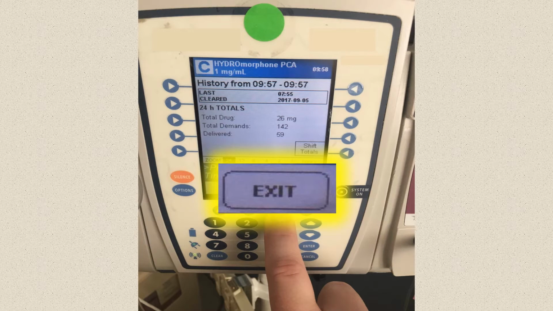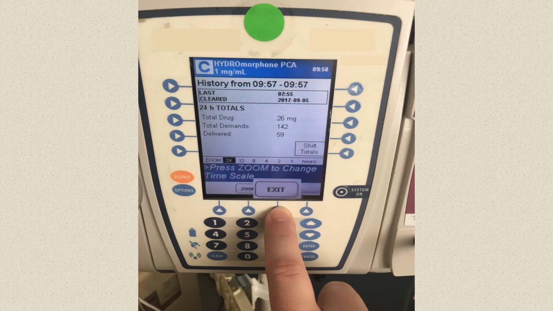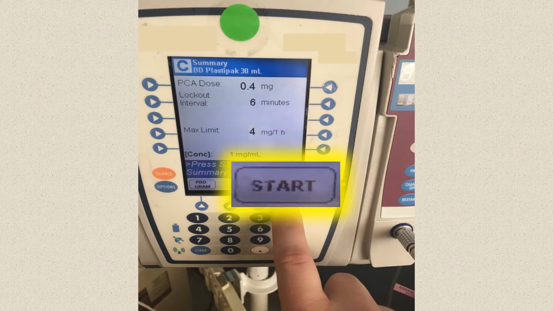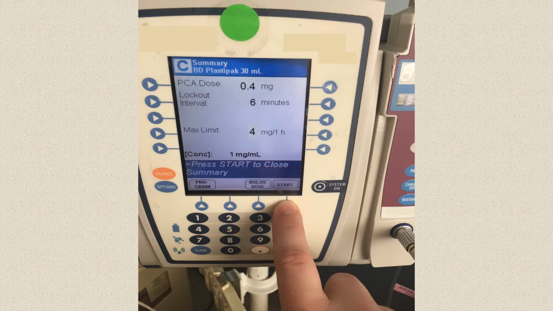After you're done extracting all the data you need from the pump, you need to exit from the patient history screen by pushing the button under the word exit here, and then you need to push the button under the word start here, in order for the pump to be able to be used by the patient again. Because even though it's not noticeable in any way, the pump automatically pauses operation while you're in the patient history screens.